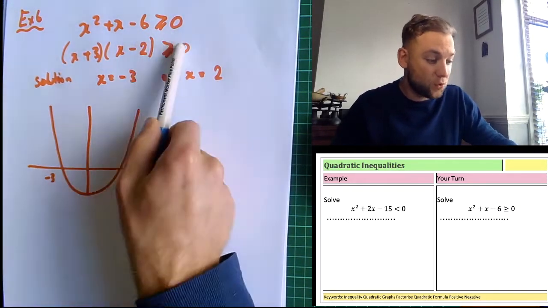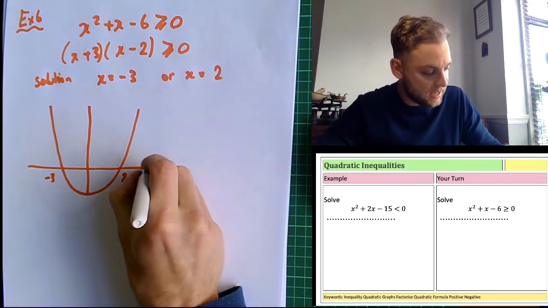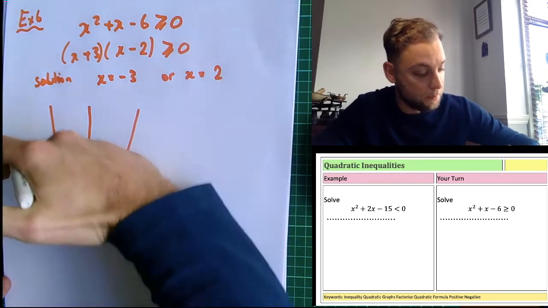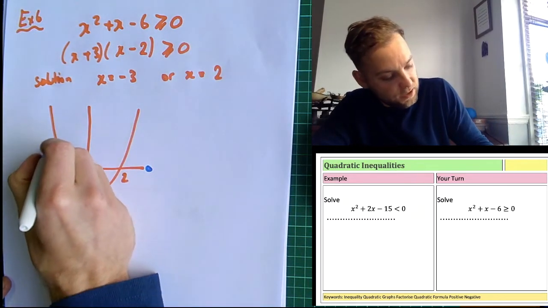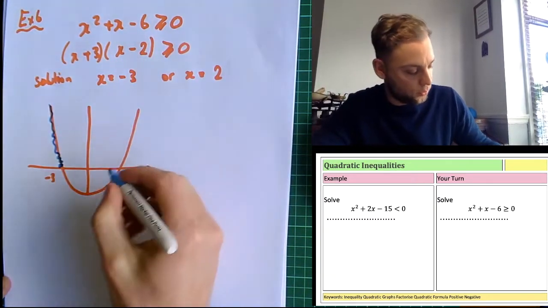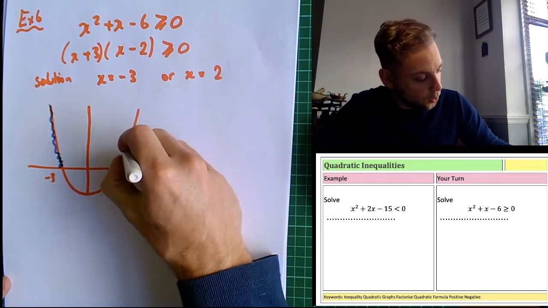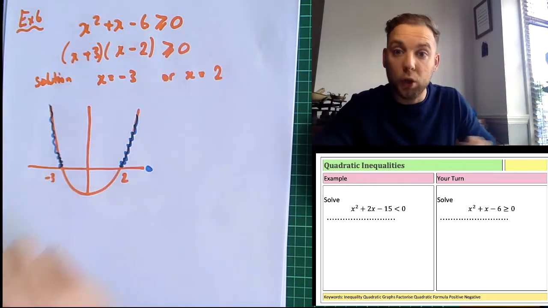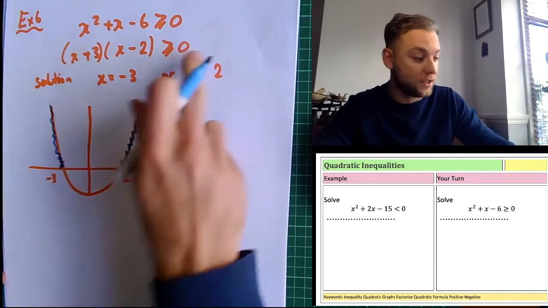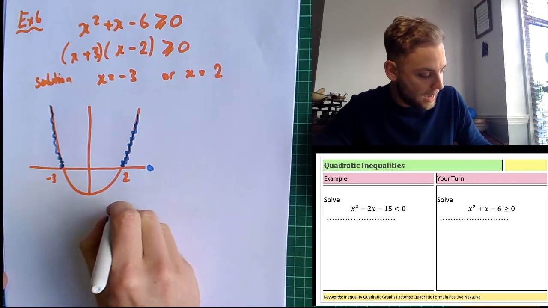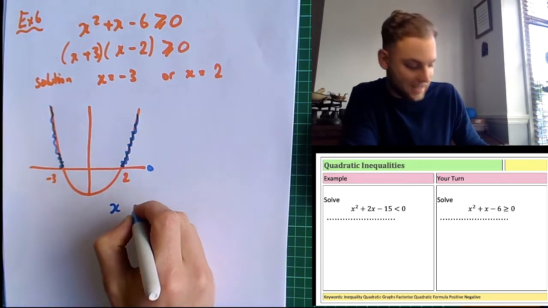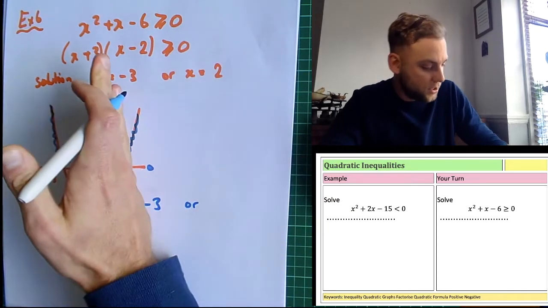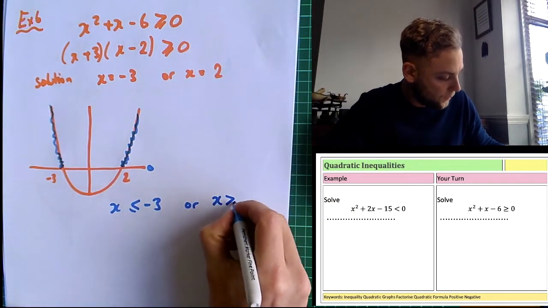And I want it when it's greater than or equal to 0. So this is 0 here. When it's greater than or equal to 0, when it's above this line, it's everything which is going to be less than or equal to minus 3, or greater than or equal to this 2. Notice that I'm including the equals to this time because it's equals to in this part. So x is everything which is less than or equal to minus 3, or everything which is greater than or equal to 2.